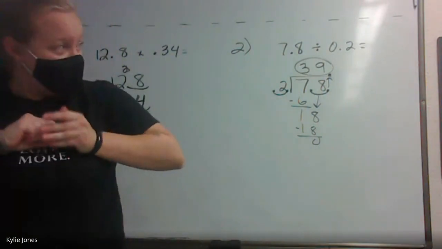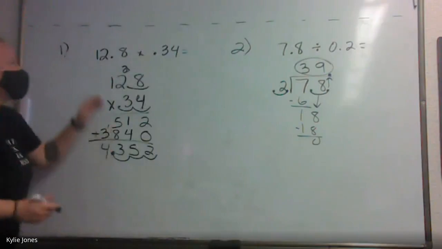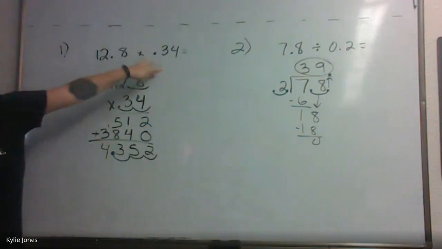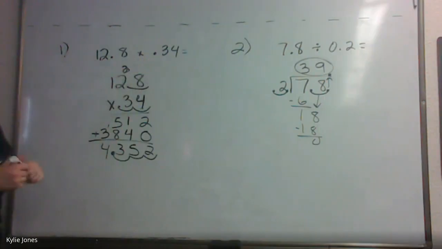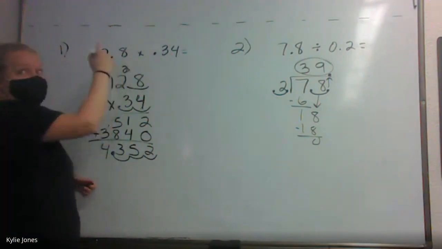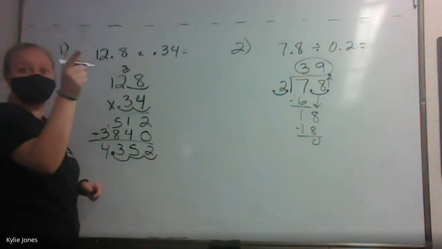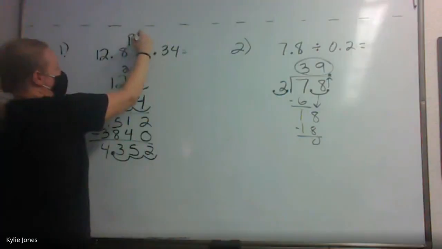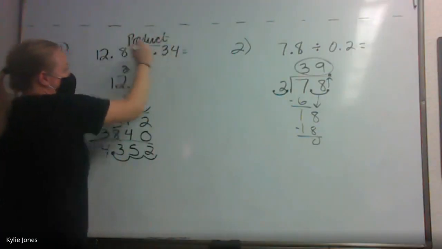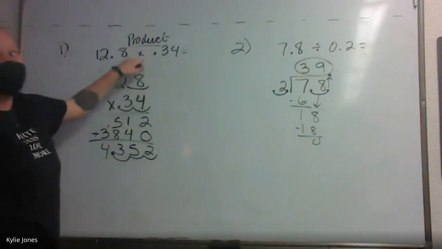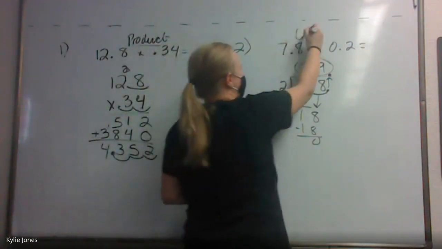Okay. We're gonna go straight in. Well, actually, before we do that, what's the answer to a multiplication problem? What is it called? A product. Sometimes a product of something means you're going to multiply. Good. The answer to a division problem is a quotient.